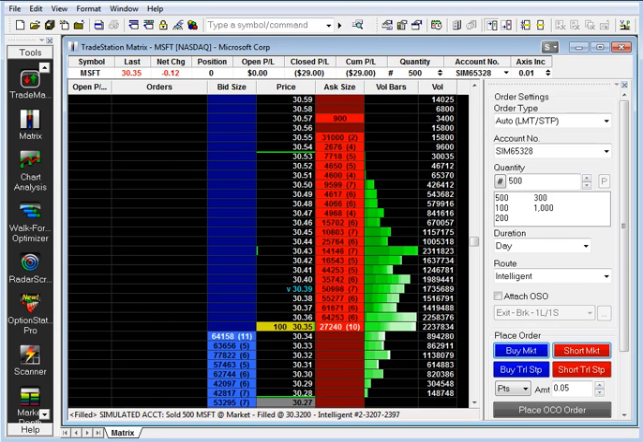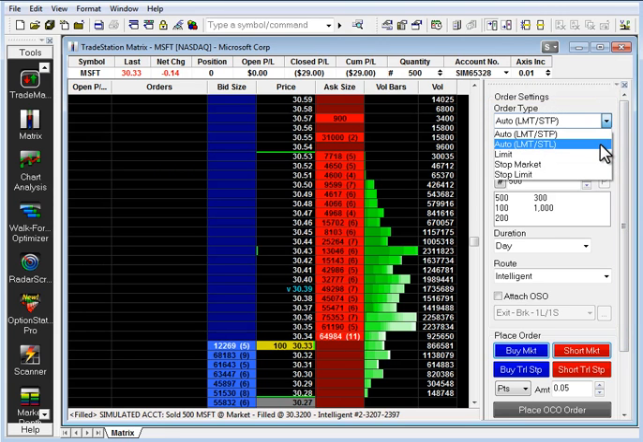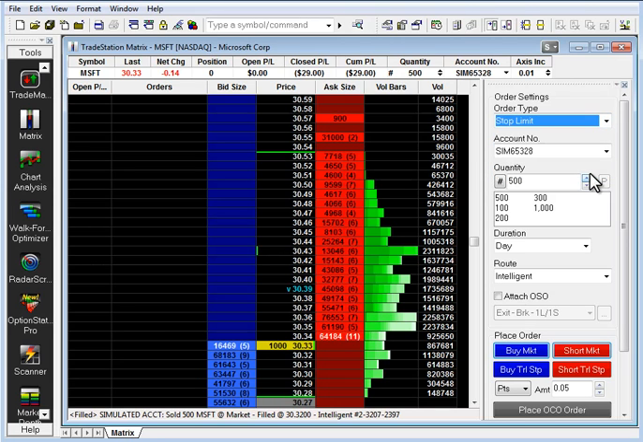A stop limit order combines the features of a stop order and a limit order, where if the stop price is reached, a limit order is sent. The limit order is only executed at the specified limit price or better. To place a stop limit order in the matrix, the order type in the trade bar needs to be set to Auto Limit Stop Limit or Stop Limit. Stop limit orders in the matrix require 2 clicks, the first one to select the stop price, and the second one to select the limit price.